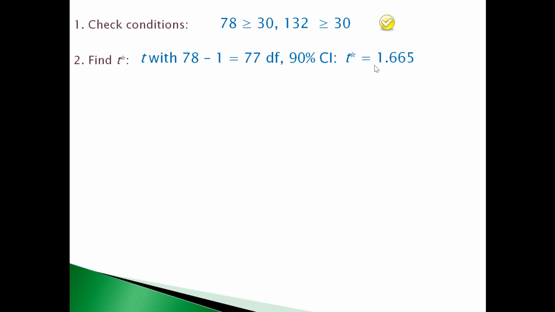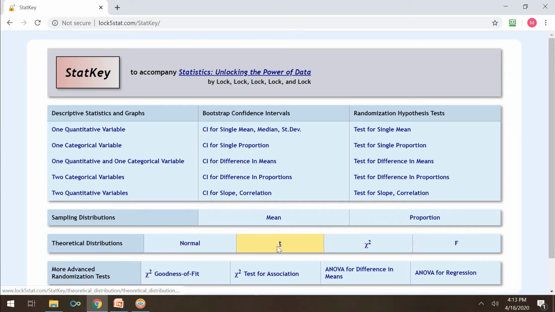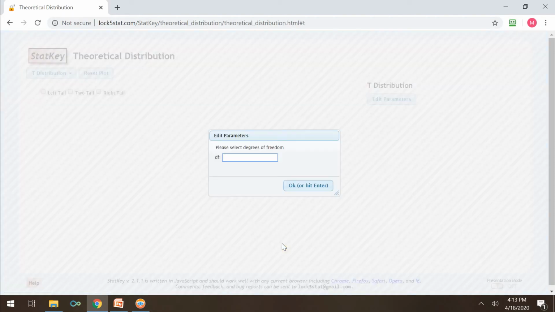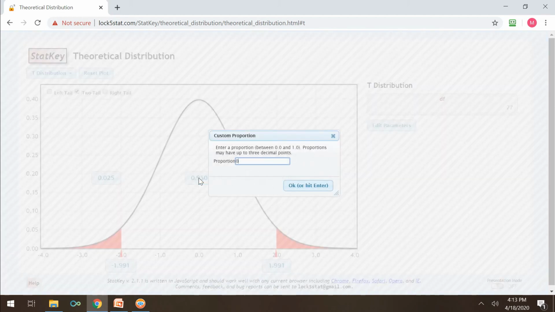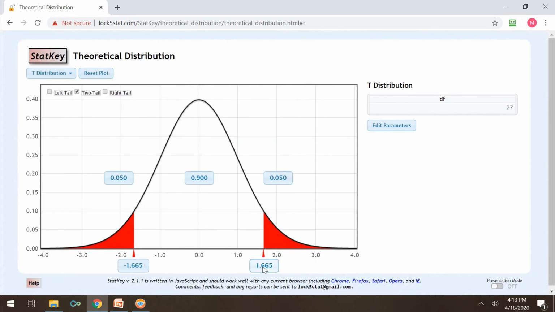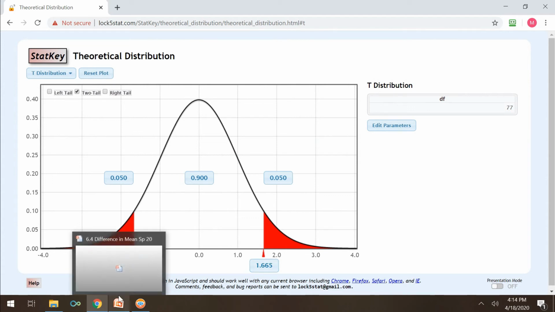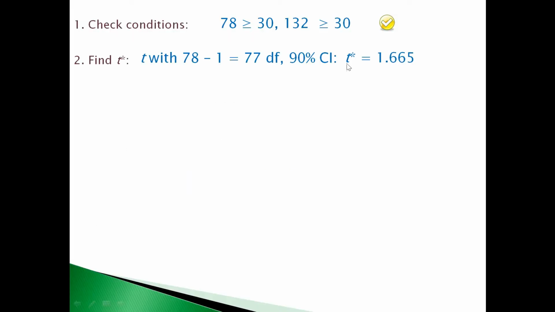Let's see this on StatKey. On StatKey, you will go again to the t-distribution. You will enter the degrees of freedom of 77. We are looking at the 90% confidence interval. Confidence interval is always two-tail. Change the middle section to 90 or 0.90. And you will see the t stars. So the t stars are 1.665 and negative 1.665. So let's go back. As we've seen, t star will be 1.665.